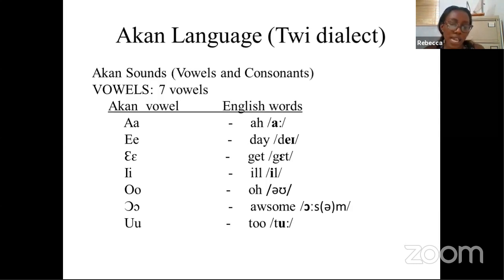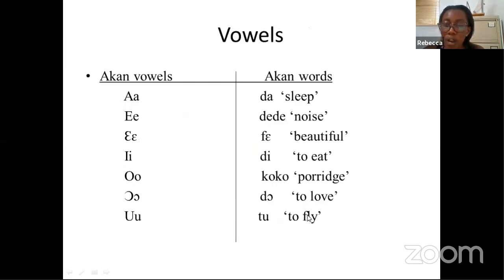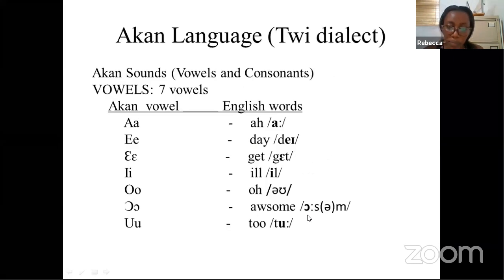Good. And we have the o sound, which we can find in the word awesome. So the o sound in awesome. Now we have the u sound in the word two. So oo, two. You have to also round your lips.